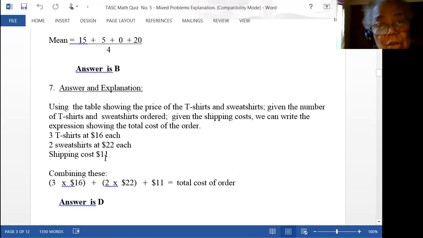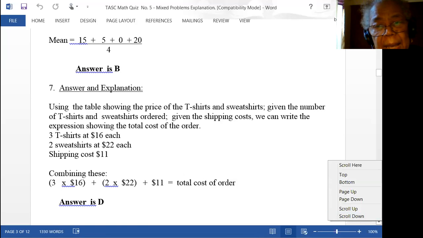So the total cost of your order is going to be the sum of the t-shirts that you ordered plus the sweatshirts that you ordered plus the shipping cost. So 3 times the $16 price right here for the t-shirts plus 2 times the sweatshirts, which is $22, plus the shipping cost, $11, gives you the total cost of the order. That's the expression that you should select. Now, let's go to number 8.